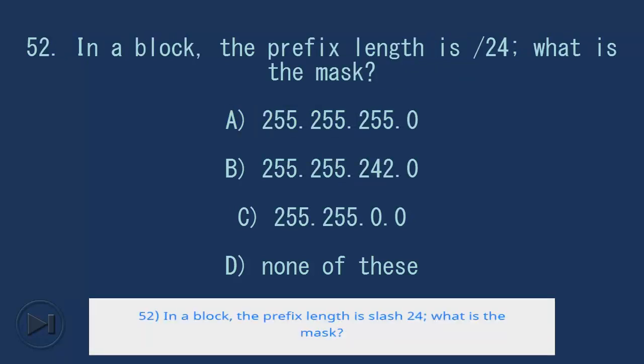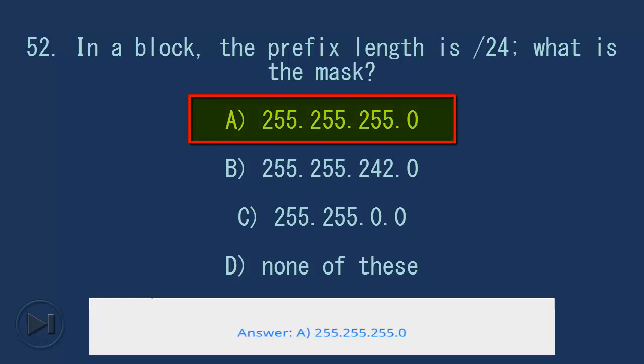52. In a block, the prefix length is /24. What is the mask? A, 255.255.255.0. B, 255.255.242.0. C, 255.255.0.0. D, none of these. Answer, A, 255.255.255.0.